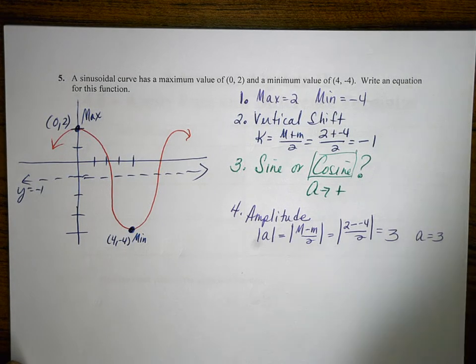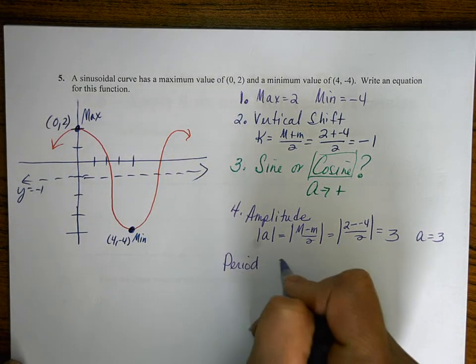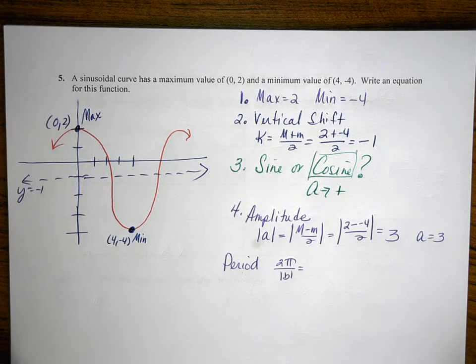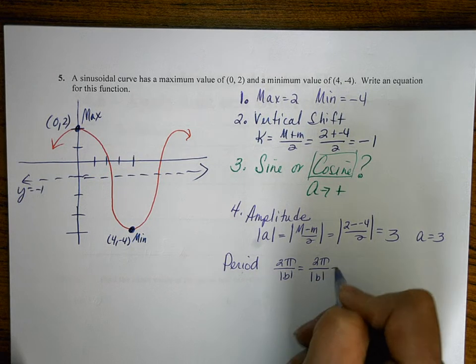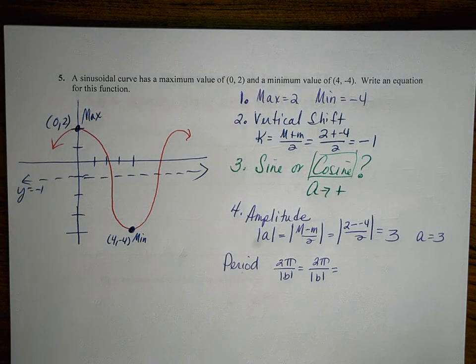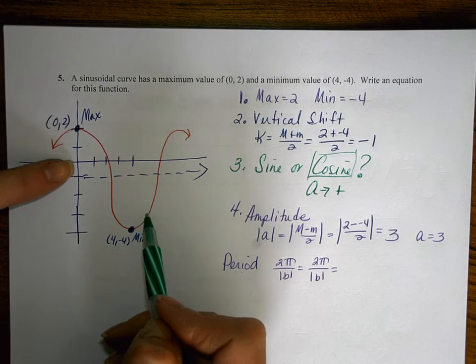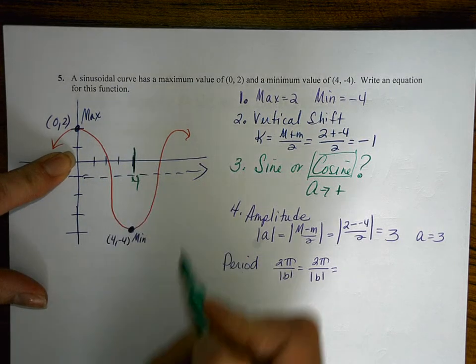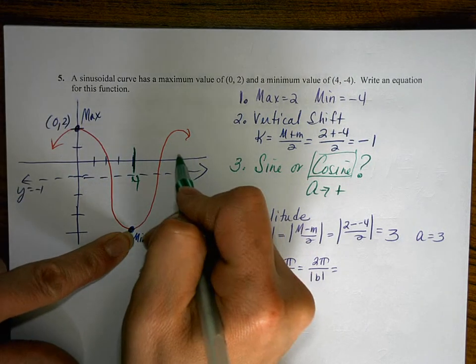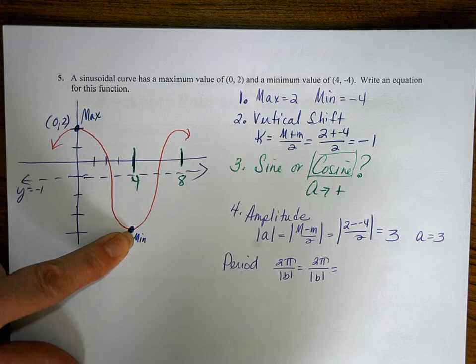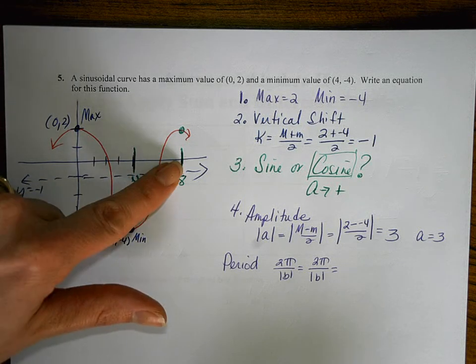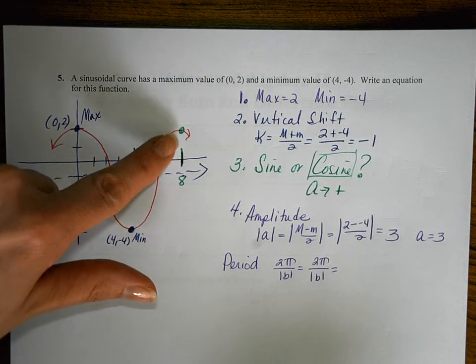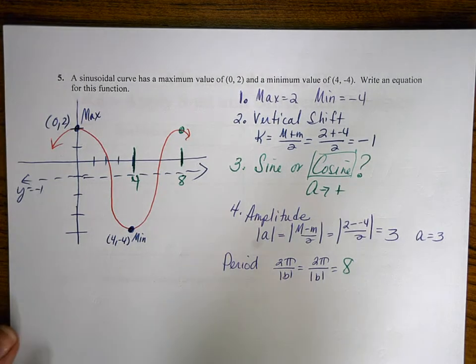Then the period, 2 pi over the absolute value of B. Well, 2 pi over the absolute value of B is going to be equal to, what is the period in this graph? 8. Absolutely. It took me from 0 to 4 to get halfway through that first cycle, so it's going to take me another 4 out to 8 to get back to the maximum once again. So it'll take a horizontal distance of 8 to get through one full cycle of that cosine. So 2 pi over the absolute value of B is equal to 8.